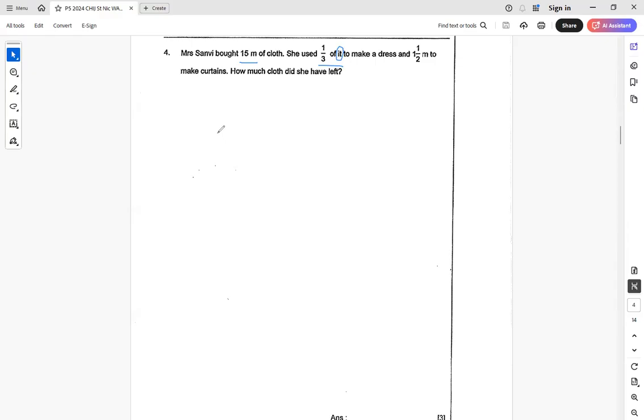So first things first, let's look at the dress. The dress is 1/3 of it. So just now I mentioned 1/3 of the 15 meters. So remember, if I want to find 1/3 of a number, the "of" we change to a times. So it becomes 1/3 times 15. So same thing here, this one you can simplify. You can make this into a fraction. Okay, so this one we cancel. Both you can divide by 3, right? So it becomes 1. This becomes 5. So for the dress, you'll be using 5 meters.